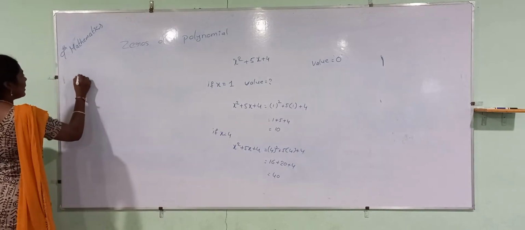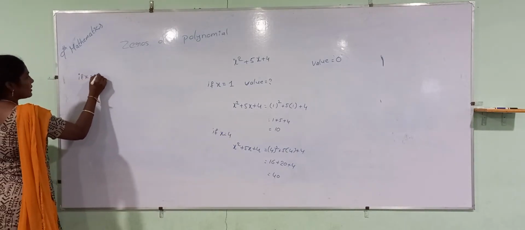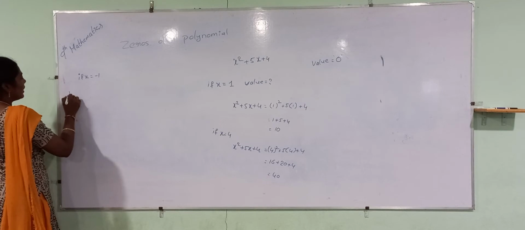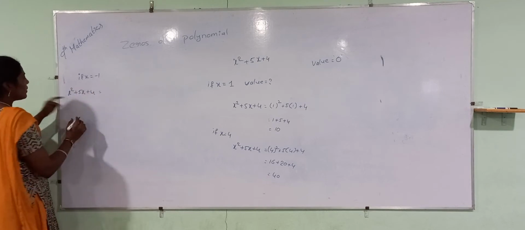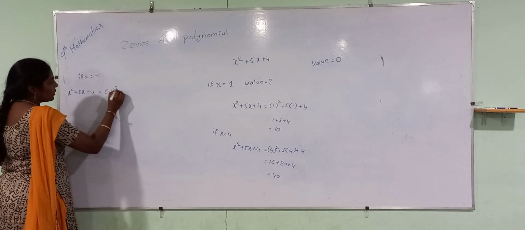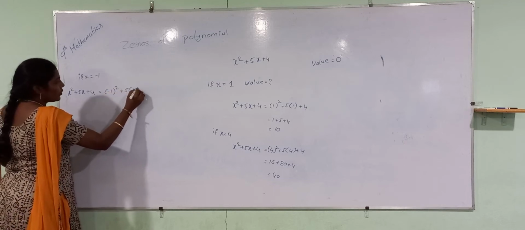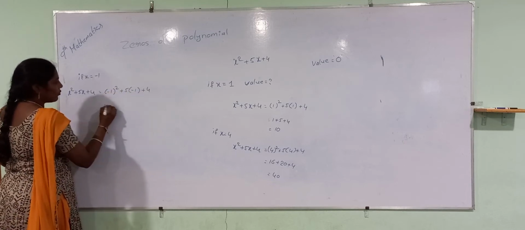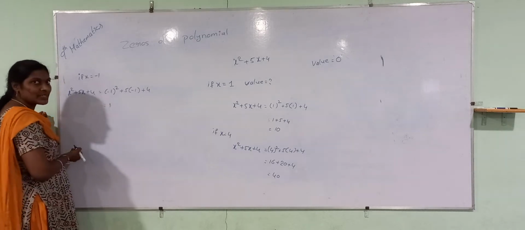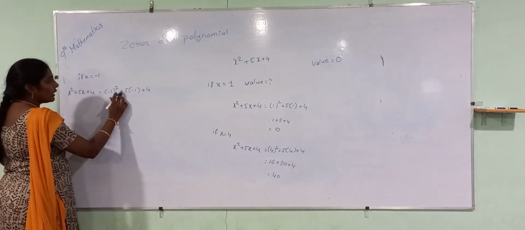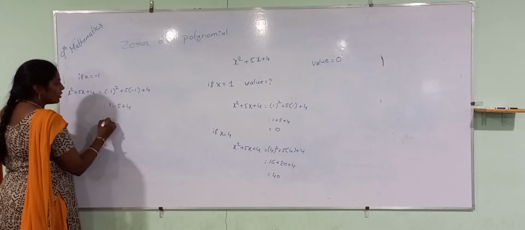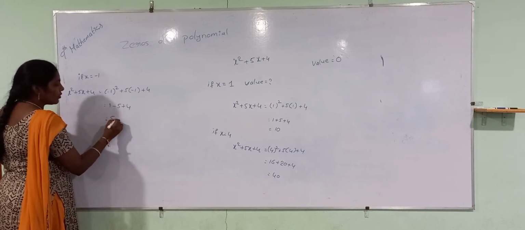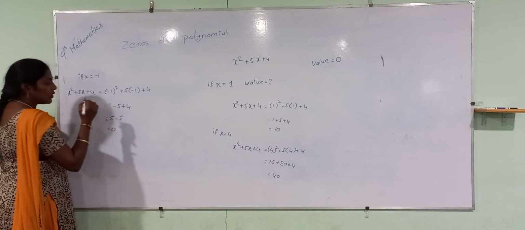Same expression. If x is equal to minus 1, let us substitute in x square plus 5x plus 4. So, x square means minus 1 whole square, plus 5 into minus 1, plus 4. Minus 1 square means plus 1. Minus into minus is plus, no. Here plus into minus is minus. 5 into 1 is 5, plus 4. 1 plus 4 is 5, minus 5 is 0.